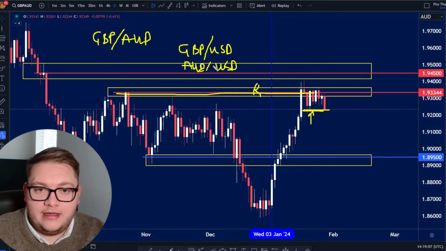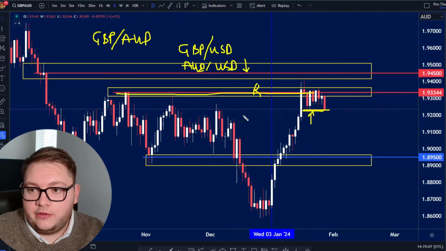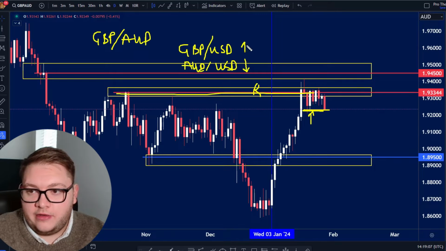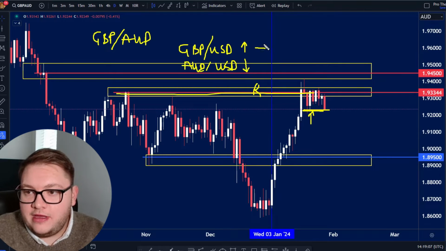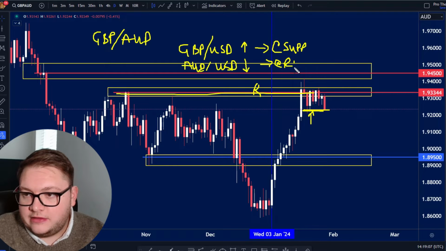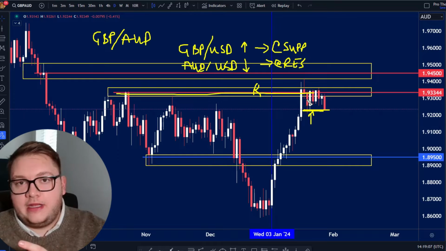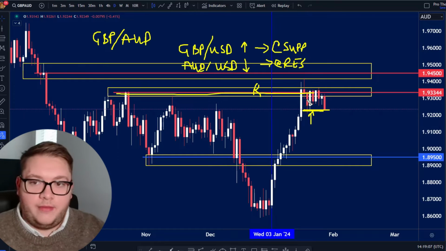Well, I need the Australian dollar versus the US dollar to go lower, and I need the pound versus the US dollar to go higher. So in theory, I need this market to be at support, and I need this market to be at resistance, because that's what's going to give me the difference between looking at a long or short position on pound Aussie.